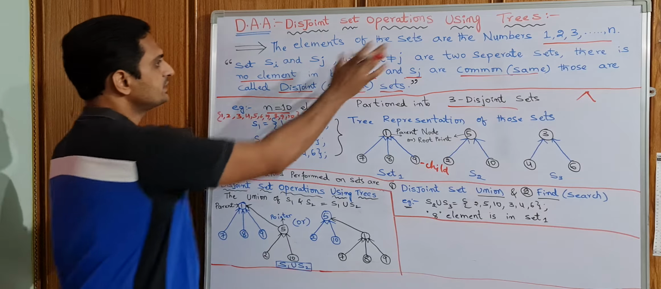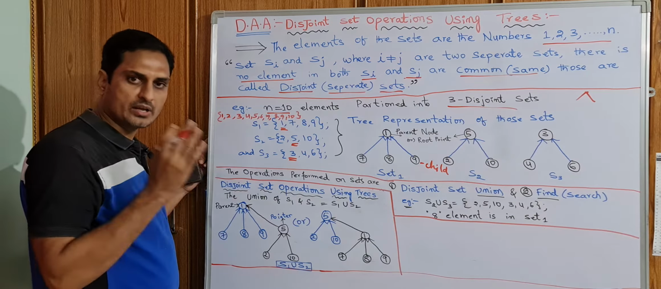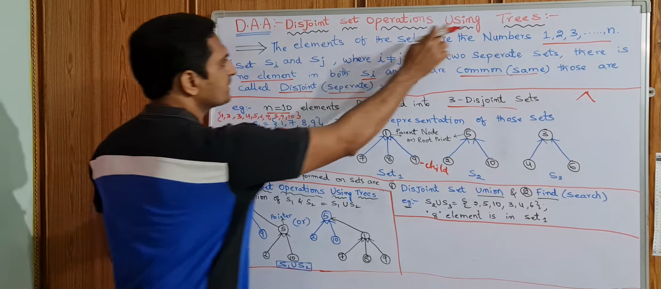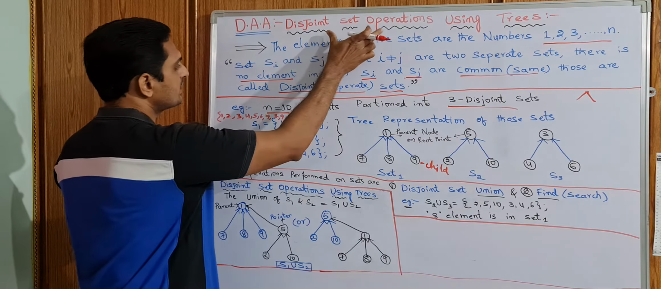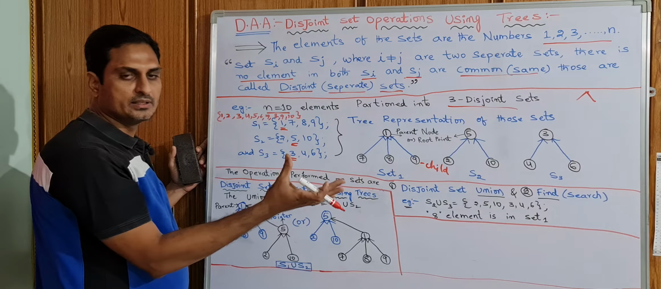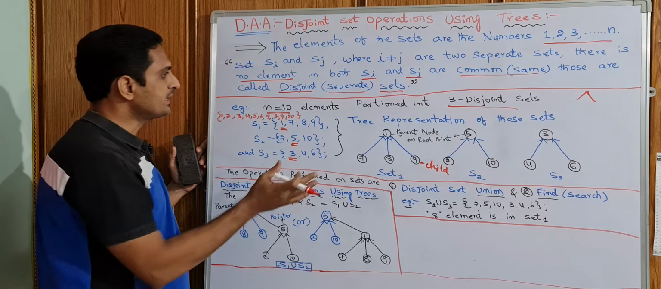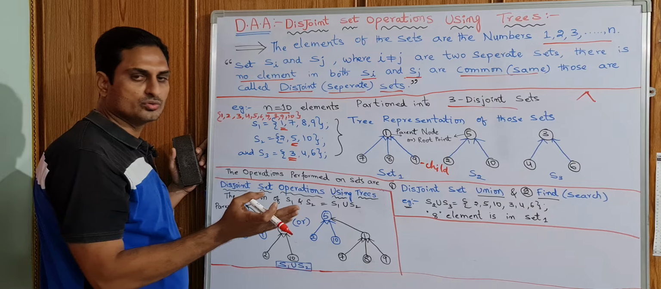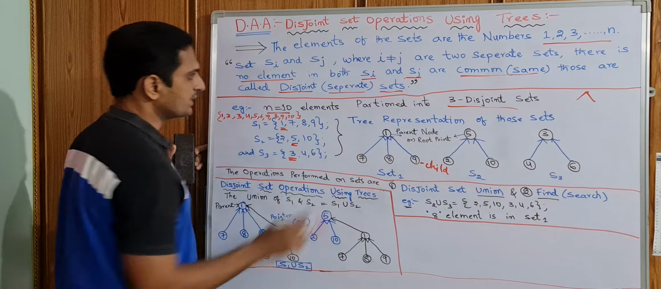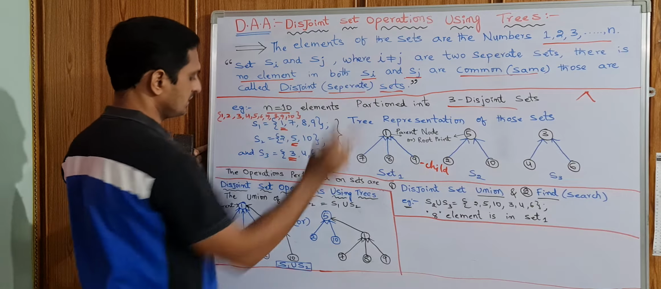Now this is a very important question, one of the important questions in the second unit: disjoint set operations using trees. The disjoint set definition is this: separate sets. The same element should not be in both set 1 and set 2. Separate sets are nothing but disjoint sets. This is the tree representation. Now the operations.